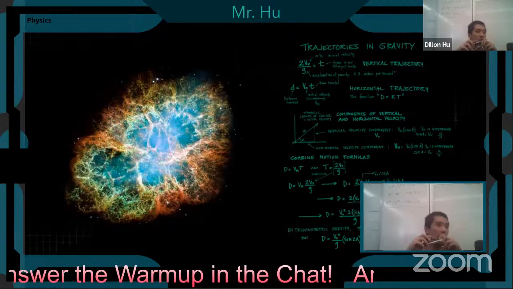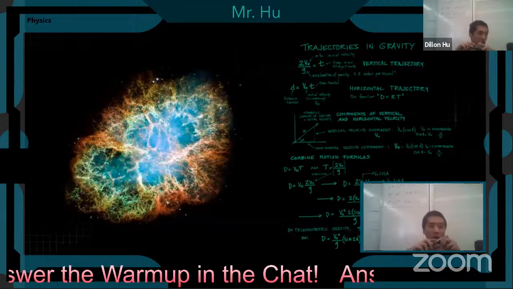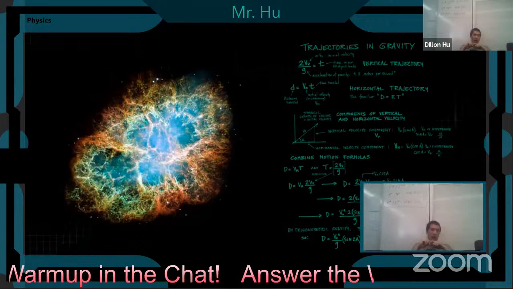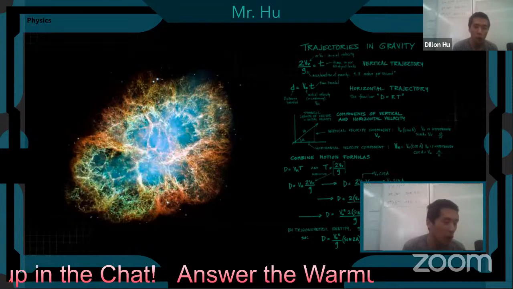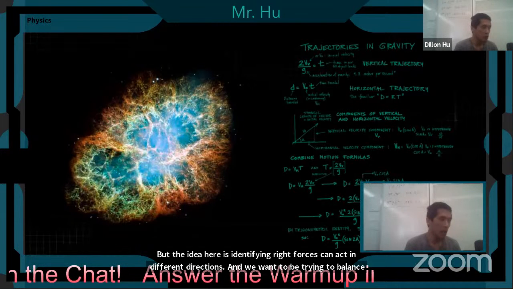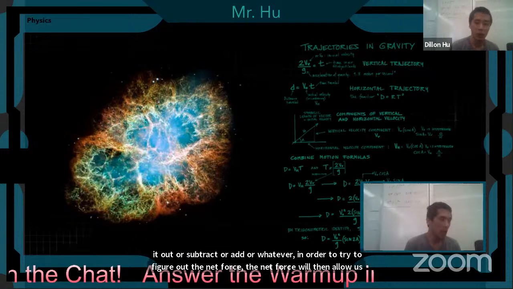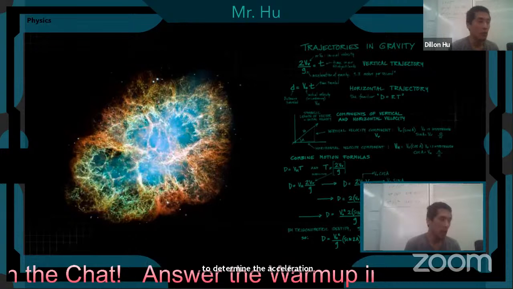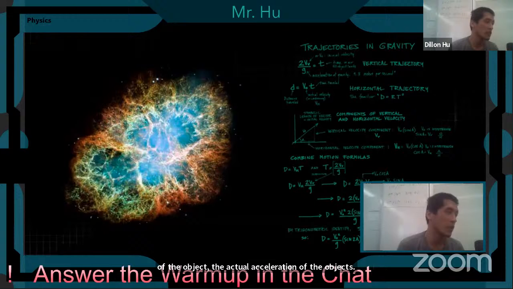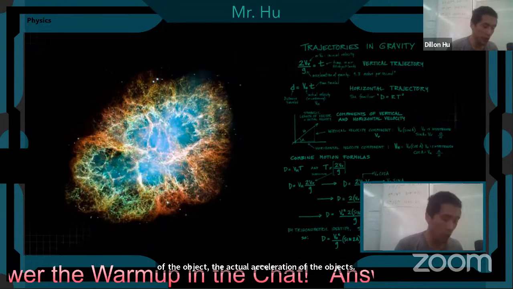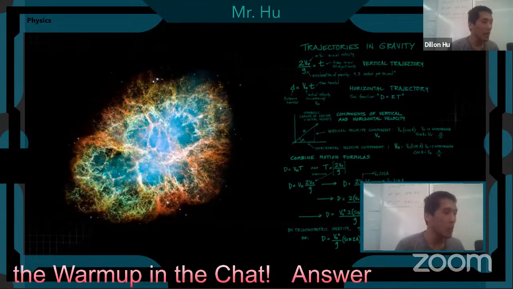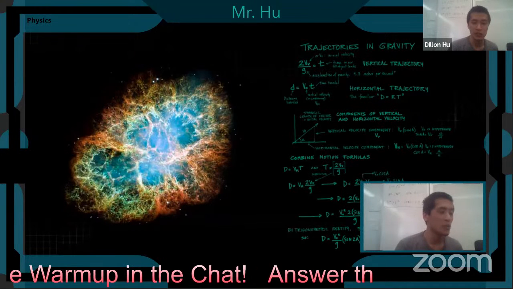So in your graphic organizer, there are 4 empty boxes here. There's one empty box for a net force, and then there are 3 empty boxes for the acceleration of each of these objects. So what I want you to do is go in your graphic organizer, fill it out, and then whenever you're ready, put your answers in the Zoom chat so I can see how we're doing.